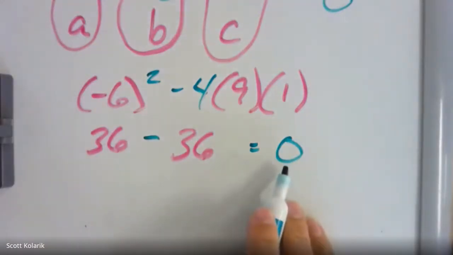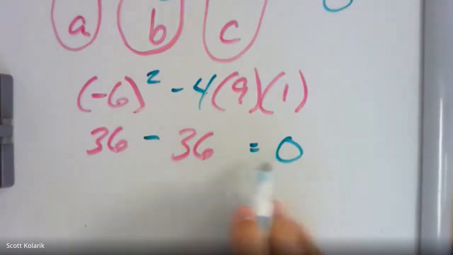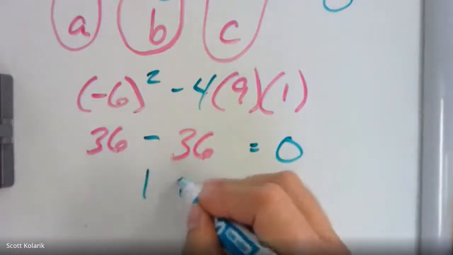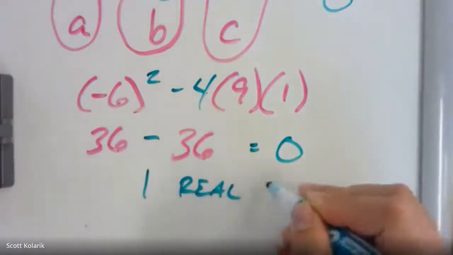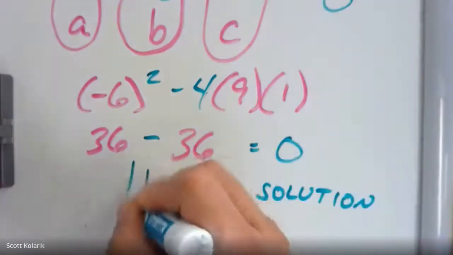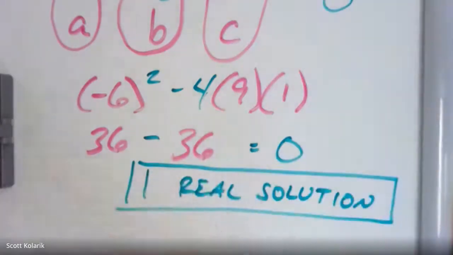And when I look at my 3 possibilities of outcomes, anytime this discriminant, this b squared minus 4ac equals 0, that means I have exactly 1 real solution. So whatever this quadratic may look like on a coordinate grid, it will only touch the x-axis once. And that's how we apply discriminant.